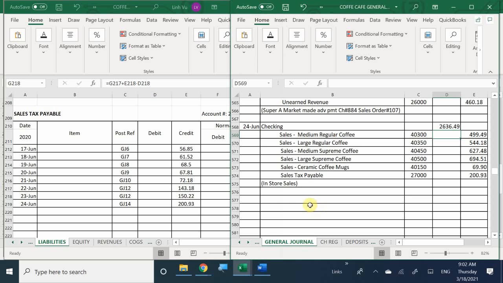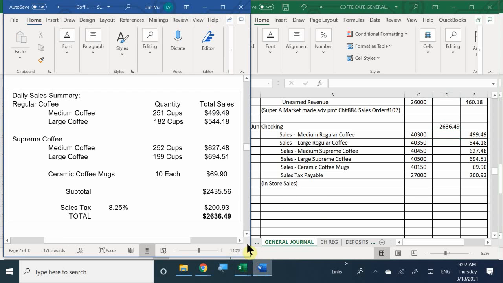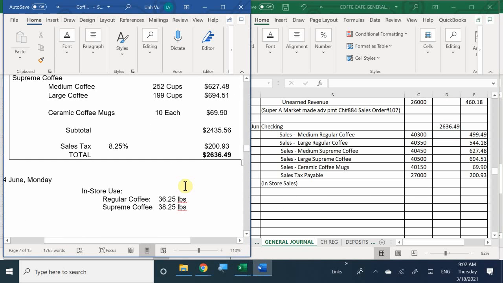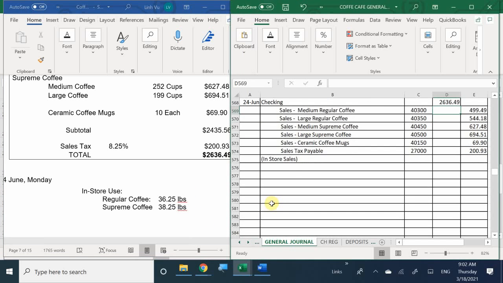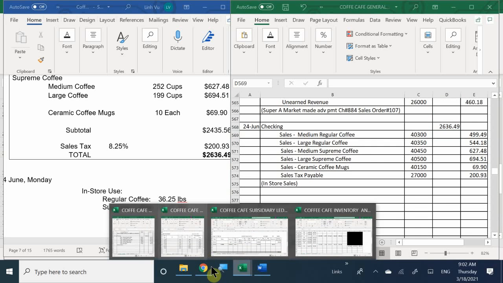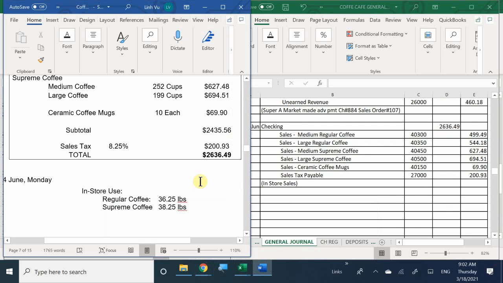Now what's next? Ledger? We just finished the ledger. Inventory. Cost of goods sold. Cost of goods sold inventory worksheet. Good. Okay, so let's go there first. Let me see how many pounds I used in the store. We used 36 and a quarter pounds of the regular and 38 and a quarter pounds of Supreme coffee.